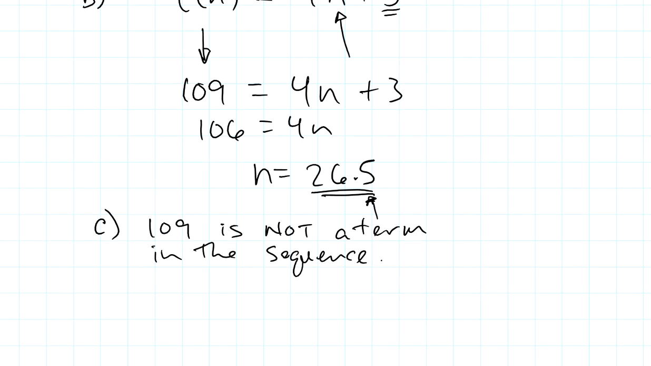If I solve the equation and I got a natural number, like for example, if I got 26 or 27 or 28, if it was a natural number, then we would be sure, yeah, it would be a term in the sequence. But because when we solved for n, we didn't get a term number, right? We got in between two terms. This is not a term in the sequence.